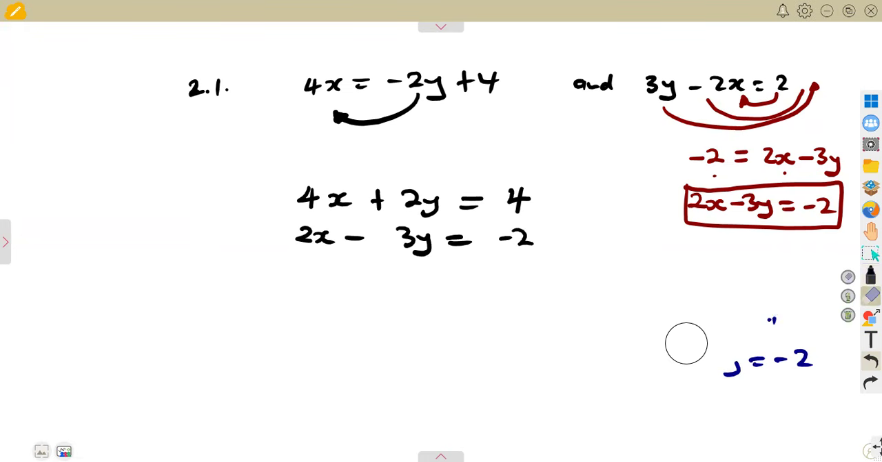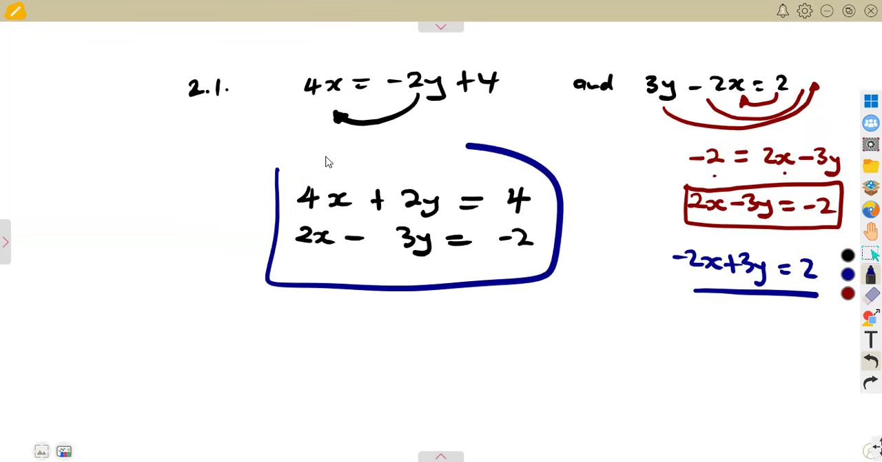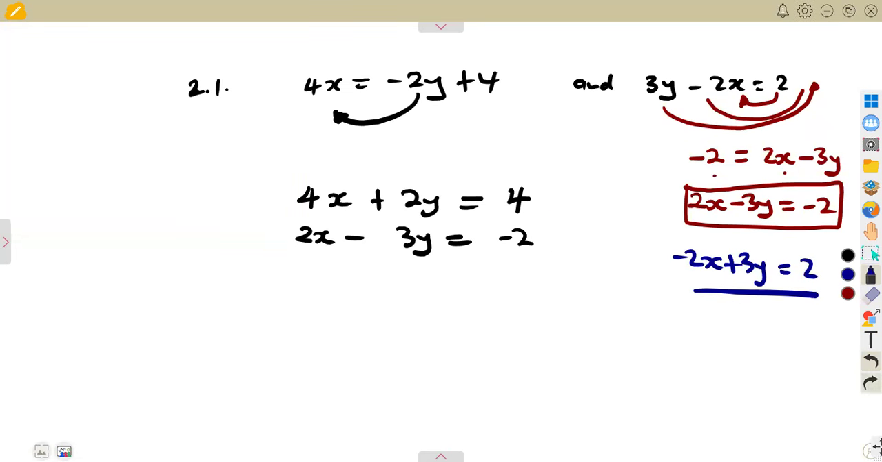So I want you to work out with the original one, as it was. I want you to just work out with minus 2x plus 3y is equal to 2 and see if you're going to have the same answer. You just substitute the same way that we are going to do with this one, but use the original one.